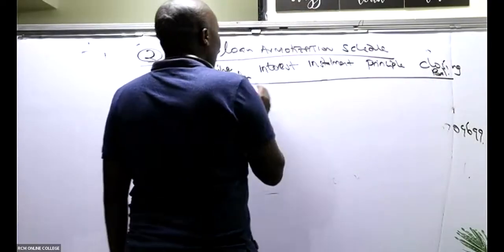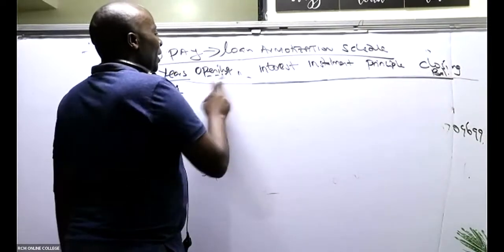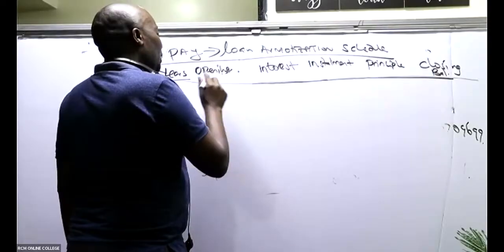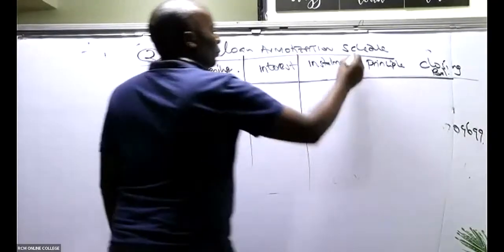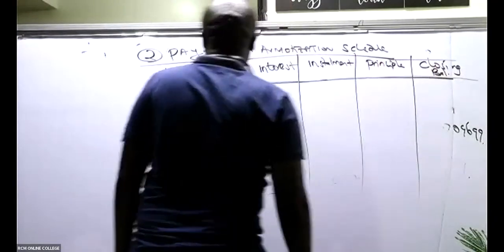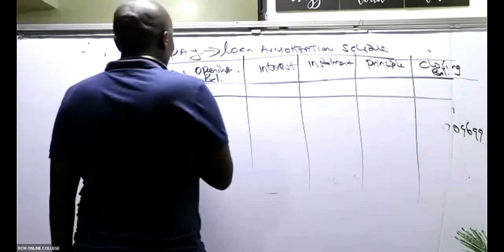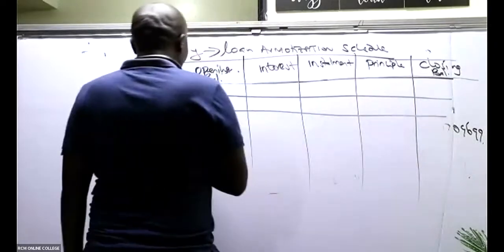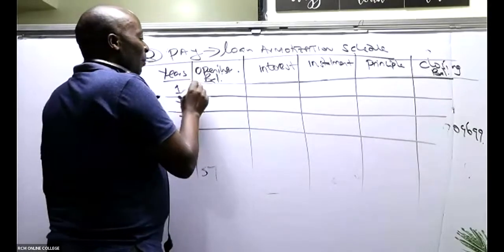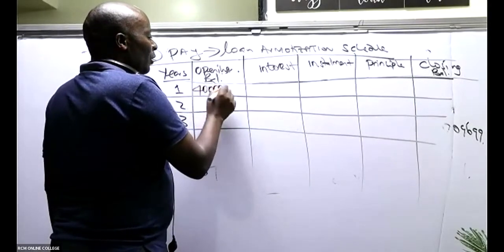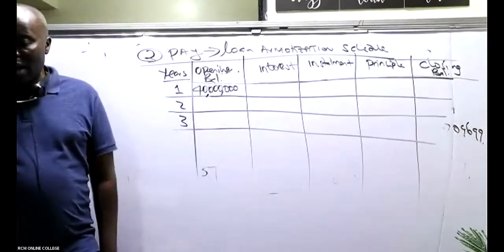Even this one can be opening balance. To avoid confusion, let's write this as opening balance, like that. Ladies and gentlemen, what do we start with here? We know our obligation is the total lease liability, the 40 million. That's our opening obligation at the beginning of year 1.